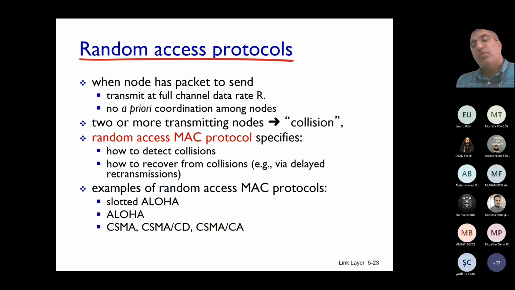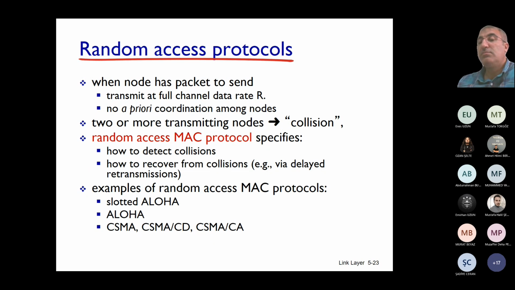Okay, the second approach, we call it random access protocols. We are not going to allocate exclusively a channel or time slot to a node. It's open to everyone. So when one node has a packet to send, it transmits at full channel data rate, and there's no prior coordination among the nodes. But the problem is there's no rule. Everybody can transmit at the same time to access this channel.